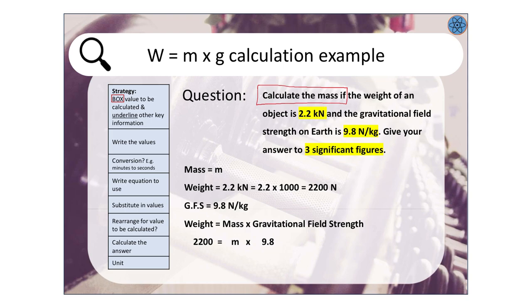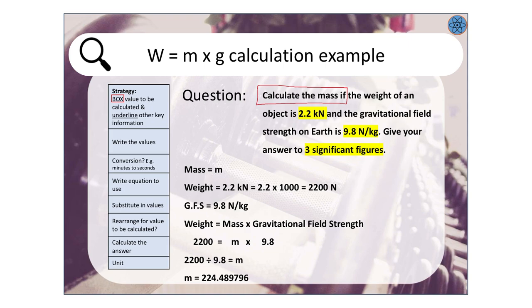Now, we want to find m. So we need a number m multiplied by 9.8 that gives us 2,200. So mathematically, what we need to do is do the opposite of the multiply 9.8. So we need to divide by 9.8. So underneath, I'm going to show you the equation. 2,200 divided by 9.8 equals m.